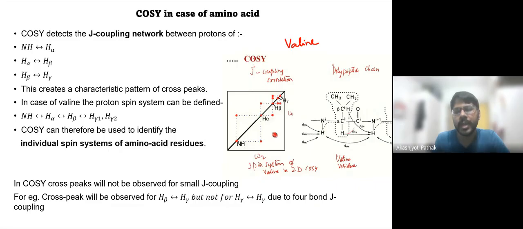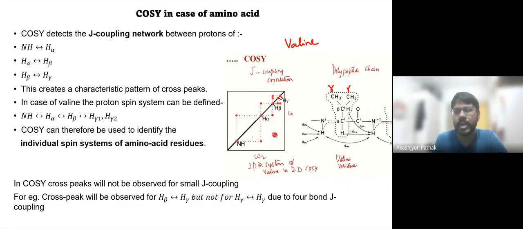When you take a 2D COSY spectrum of this valine amino acid, what will you get? How many protons are there? You have this NH proton, the amide proton. Then you have the alpha carbon proton. Then the beta carbon proton, labeled as H beta. And then two gamma carbon protons, CH3 and CH3. You can see your diagonal peaks are basically your 1D NMR spectrum.